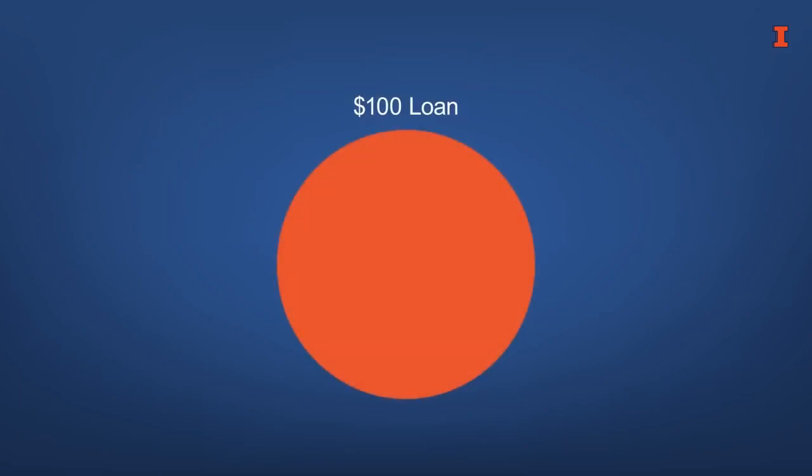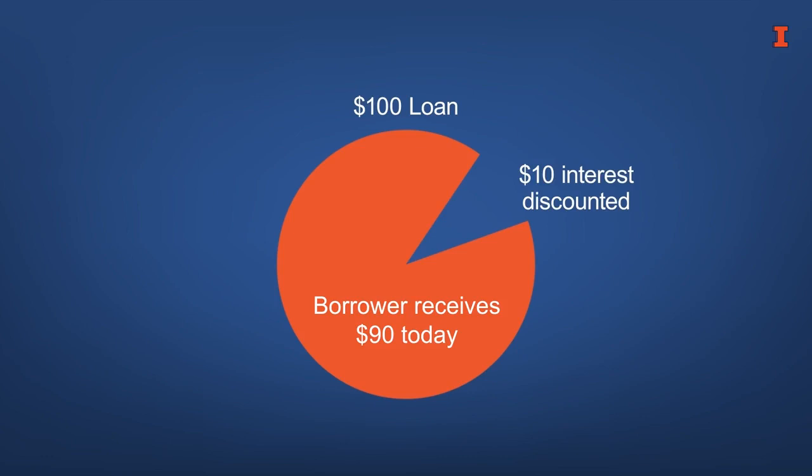Let's go through a quick example. You want to take out a discount loan with a face value of $100. The maturity of the loan is 1 year. Let's say the lender calculates a discount rate of 10%. This covers the interest on the loan and fees. The loan amount that you receive today is $90. This is the face value of $100 minus the $10 of interest and fees. But in a year, you will have to repay the full $100.